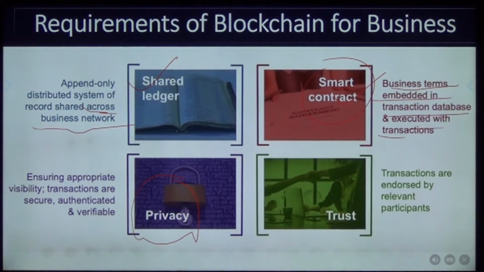Ensuring appropriate visibility, transactions are secure, authenticated, and verifiable, and privacy has to be maintained. And an element of trust, obviously. Transactions are endorsed by relevant participants. For example, if it is a result, a transaction has to be endorsed by the head of the department, dean, controller of exams, registrar office, and only then it becomes valid. That's how you build an element of trust: all the relevant participants have to sign that transaction.